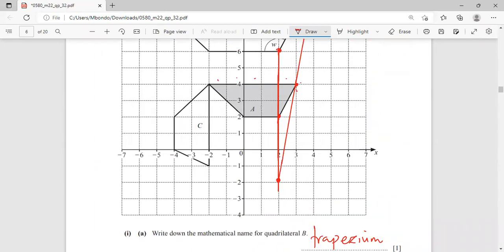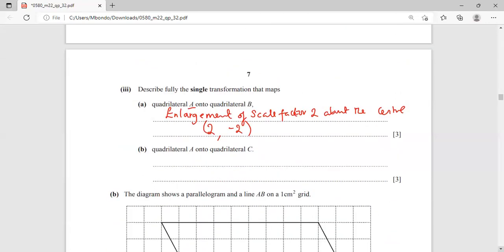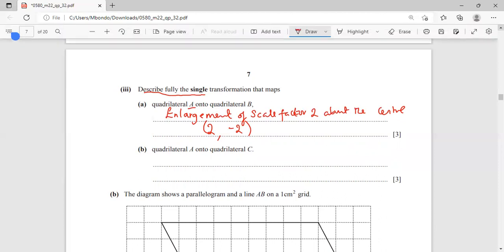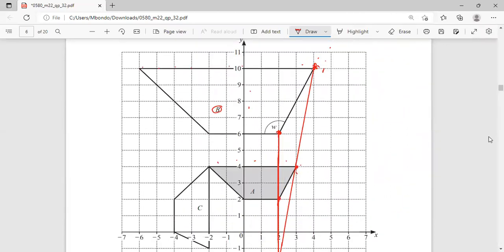We have another question. I hope you're following and you're able to get these things. Quadrilateral A. Now we are describing this other one. We are still on this question. Describe fully the single transformation that maps quadrilateral A onto quadrilateral C.